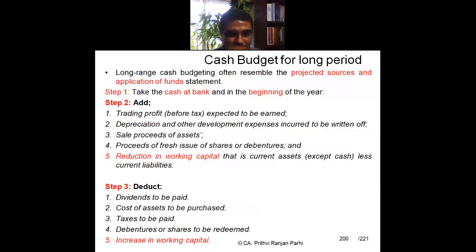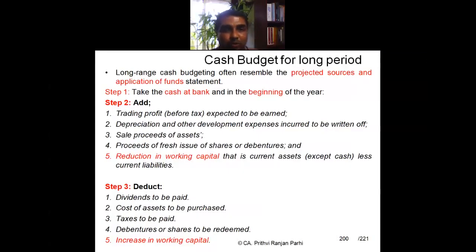Yes, sir. Sir, how can depreciation be added? Please speak once again, I'm unable to hear it clearly. So depreciation is a type of cost, and how can it be added? Why is depreciation added?